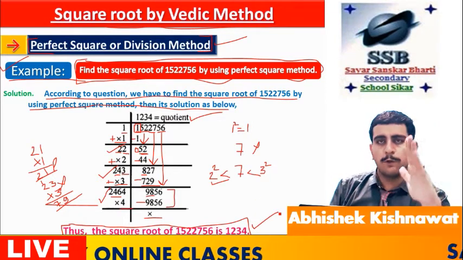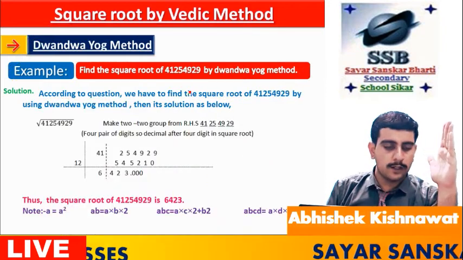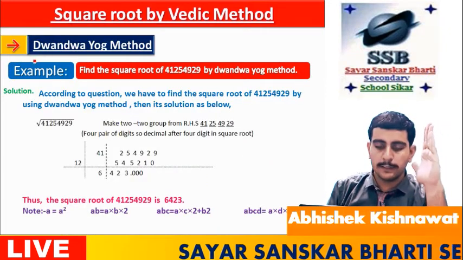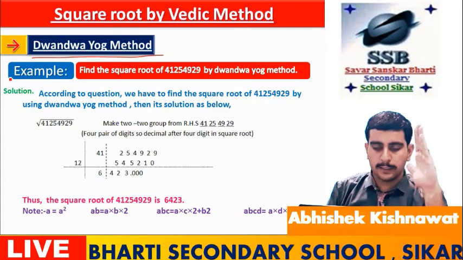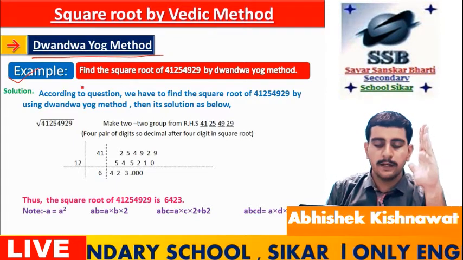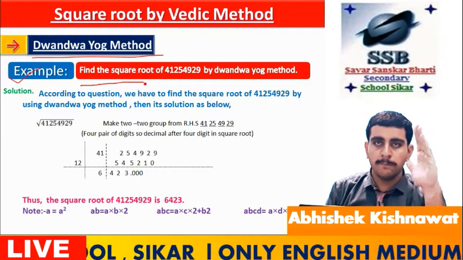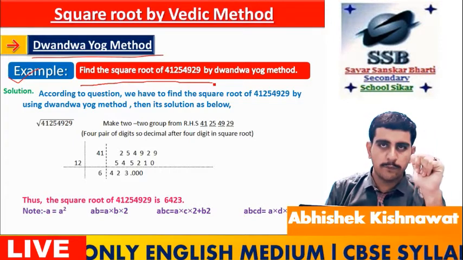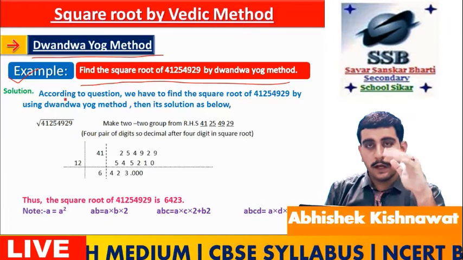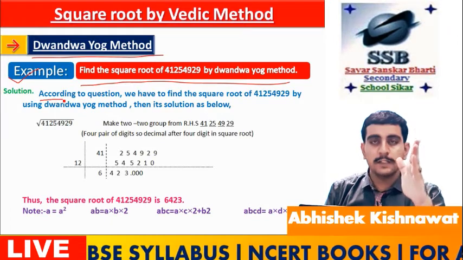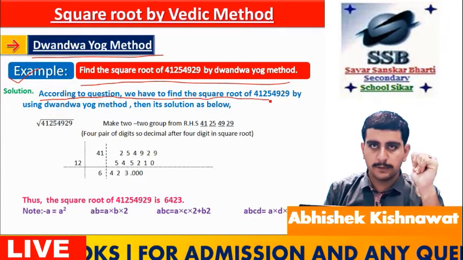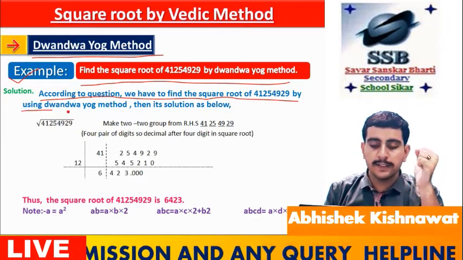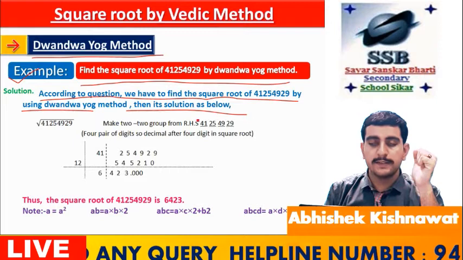We have to follow the same steps which we followed in the perfect square method or division method. First we have to make pairs of two digits from the right hand side, and the first pair will be 41. Now we have to check, is 41 the square of any number? The answer is no. Now we have to check whose square comes just before 41. The answer is clear, it is 6, because the square of 6 is 36. So here it is 6.